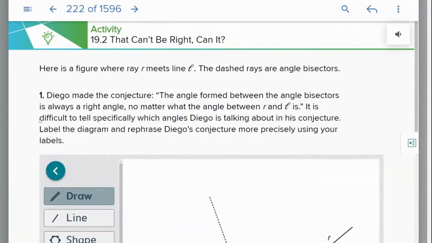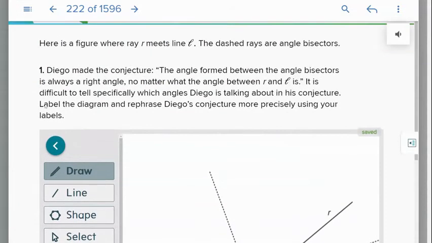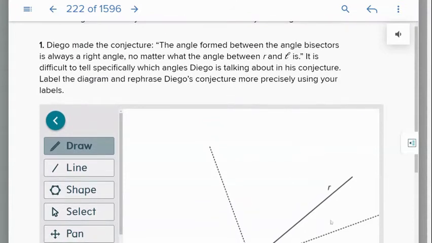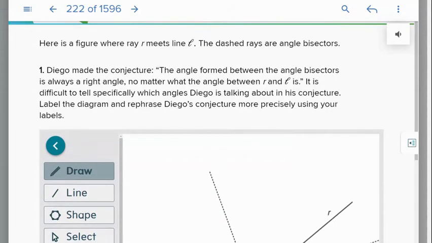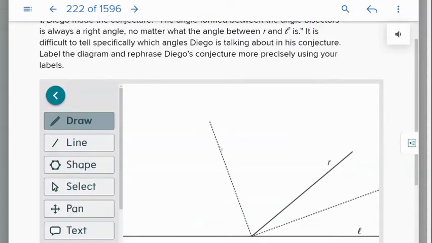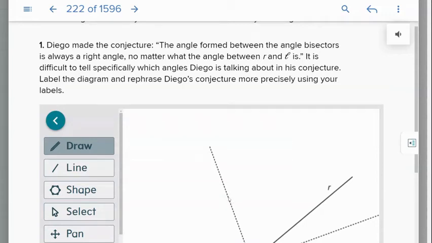All right, 19.2, that can't be right, can it? So Diego makes a conjecture about a ray which meets this line L. Okay, so the ray's flying over here and it's hitting line L. Okay, the dashed rays are angle bisectors. What does that mean? It means these dashed lines cut this angle or their respective angles perfectly in half. Remember, bisector means two, so it cuts the angle in half into two pieces.